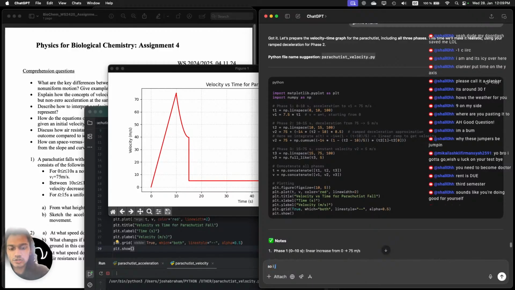So, I just noticed that the graph with the increasing velocity on the first phase, it's a straight line, but it's under constant acceleration, and I believe it should be a slope. It should be not slope, wait. Upwards curve.